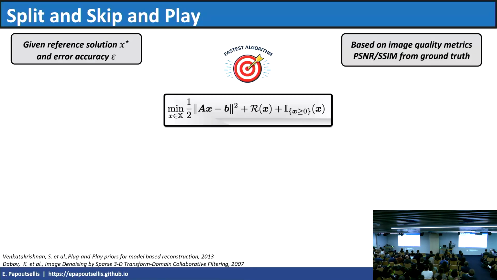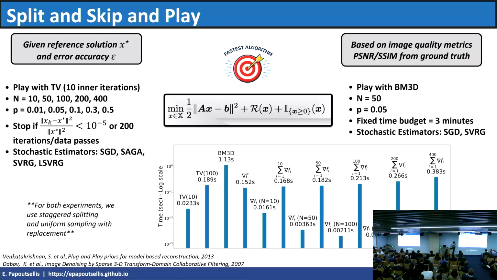And for this experiment, we played two games. The first game is that we have a reference solution that we computed, and we have an accuracy epsilon. And the second is that we work with real data sets, and here is a simulated data set. And we loop over different numbers of subsets and probabilities.